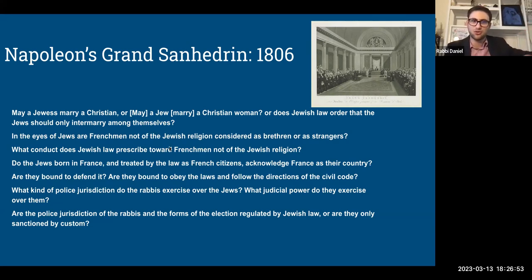What conduct does Jewish law prescribe towards Frenchmen not of the Jewish religion? Do Jews born in France and treated by the law as French citizens acknowledge France as their country? Are they bound to defend it? Are they bound to obey the laws and directions of the civil code?